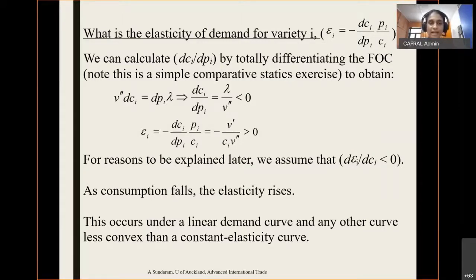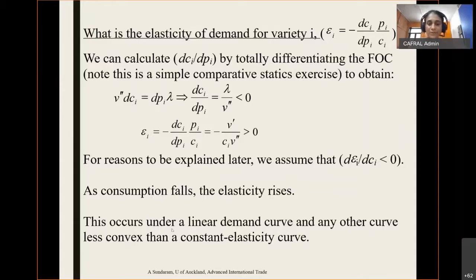And that gives me dC_i over dP_i, which is just lambda over V double prime. And by assumption, V double prime is going to be less than 0. Okay, so this is the change in marginal utility, less than 0. Now I define the elasticity of demand in the following way. And so I can say that elasticity of demand is negative V prime over C_i V double prime, greater than 0. Okay. Now what we're going to assume is that as consumption falls, elasticity of demand goes up. So that's an assumption that we're going to make.